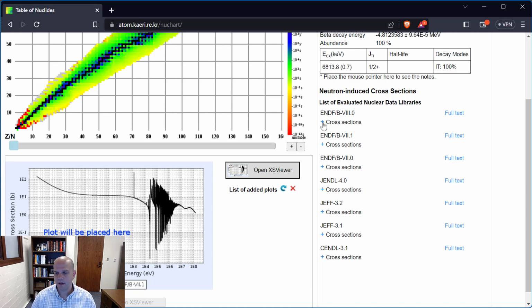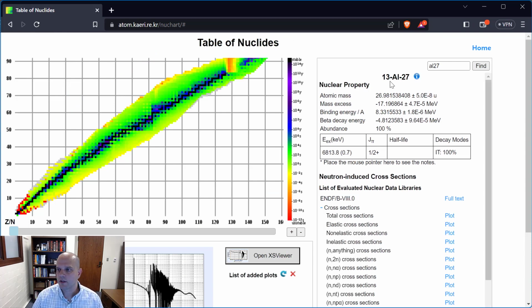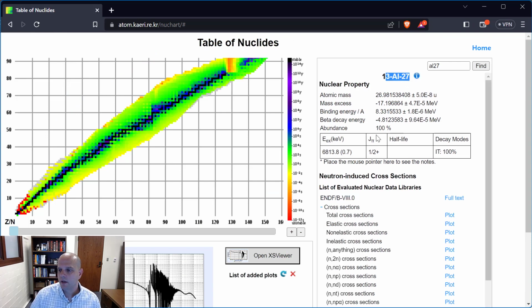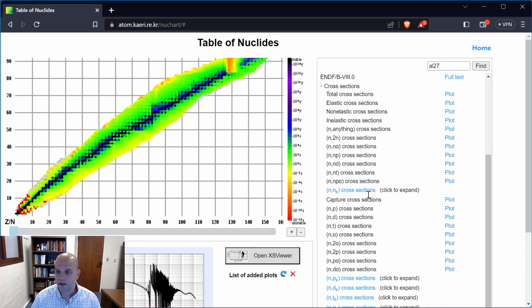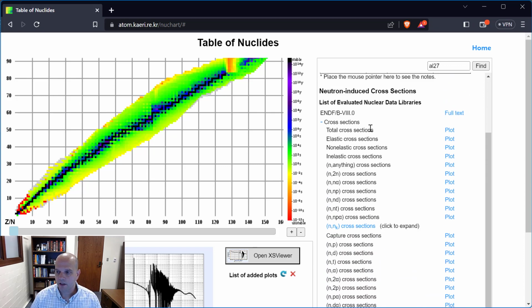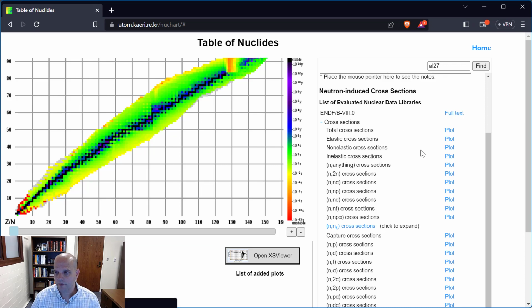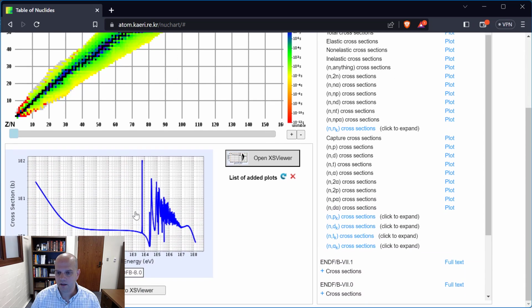So I'll come in here, I click on cross-sections. So for aluminum 27, I've got all sorts of cross-sections to look at here. I can look at the total cross-section. Let's start with that one. As I click plot, I see the cross-section down here. You see that it's a function of that neutron energy. And then the y-axis here is in units. It says B, but it's units of barn.